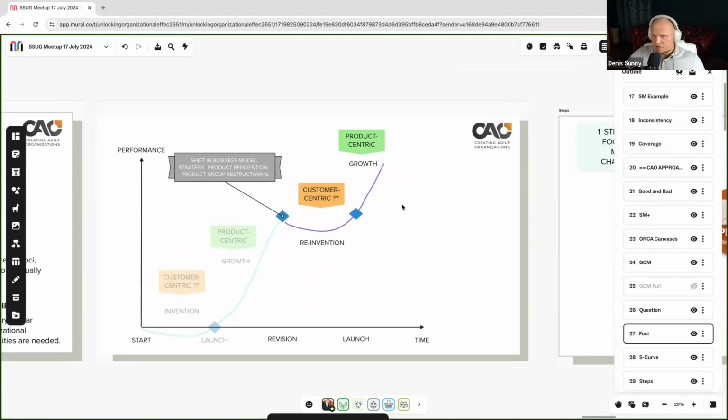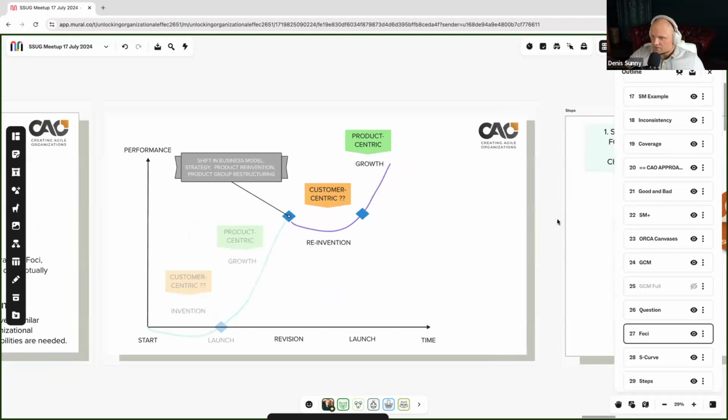Please tell me if it's too zoomed out for you. Is it okay? All right.